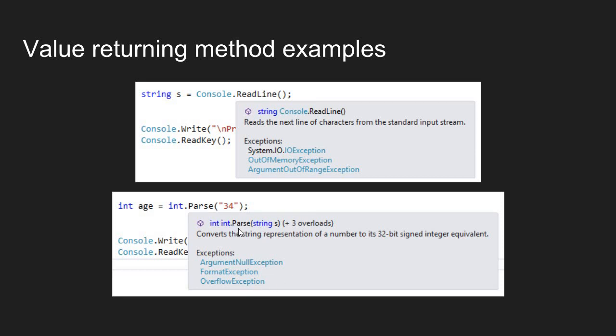We've used the int.Parse method. The int.Parse method takes a string value as an input value, and it returns an int data type. So if I want to save the value that is returned from the int.Parse method, I need an int variable declared and ready to go. I use the assignment operator to assign the value that is returned from the method into the variable of the calling method.